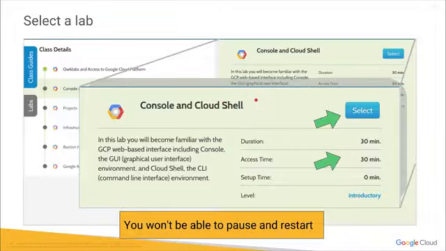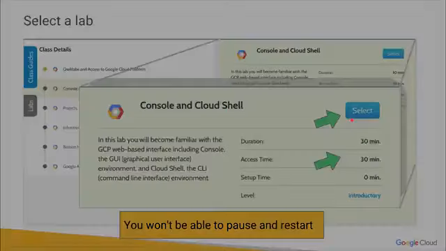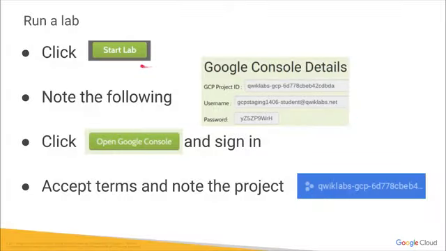So what happens is once you've chosen a lab, you get a pop-up window, click select, and that is going to identify the lab you want to work on. Then once you click on Start Lab, you're going to be given some user credentials. Now this will be the project, so make sure you go into the console and select that project, because sometimes the project is not selected for you, and so you have to choose it from the drop-down.